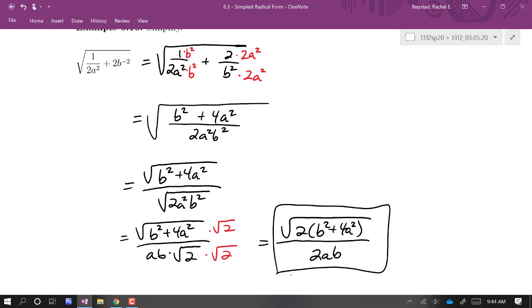We cannot split up radicals over addition. By the same token, if I see this b squared plus, I can't pull the b squared out. I don't have a factor of b squared. It's just a term in there. So be really careful when you see addition and subtraction inside a radical.